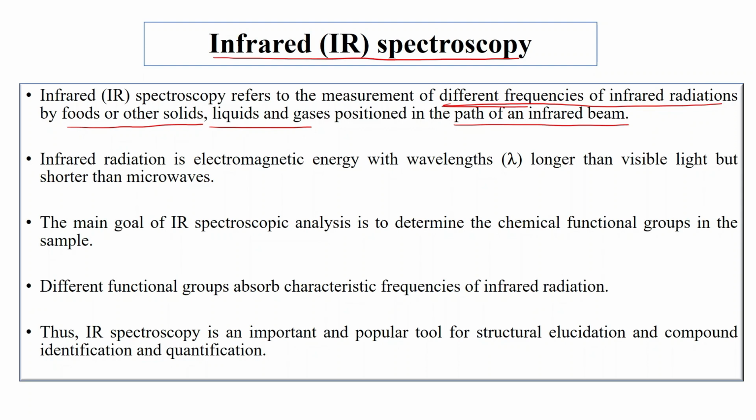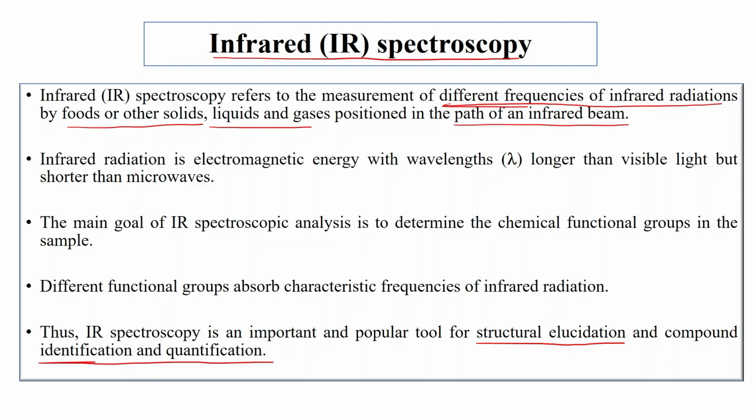From the information we get, we are able to know the functional groups present in a sample. We can predict its structure, and the fingerprint region matches let us identify the compound too. So that is structural elucidation, compound identification and quantification.